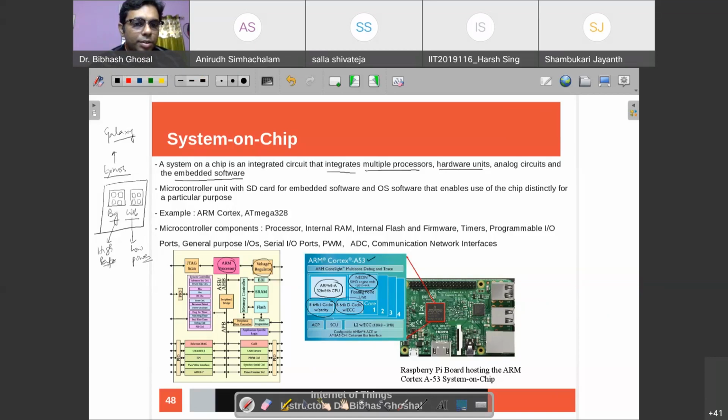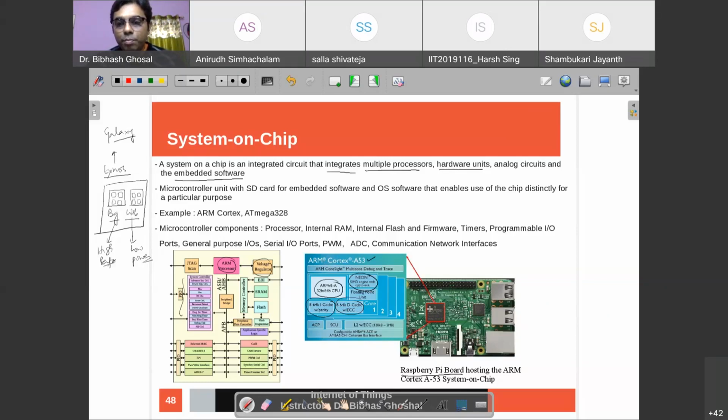And then this is the system controller, the different ports, etc. One example of that is this ARM Cortex A53, which is present in the commonly used prototype platform, which is the Raspberry Pi board. So Raspberry Pi is a very common computing unit that is used. And this board has a chip, as you can see here in the red figure with the block.